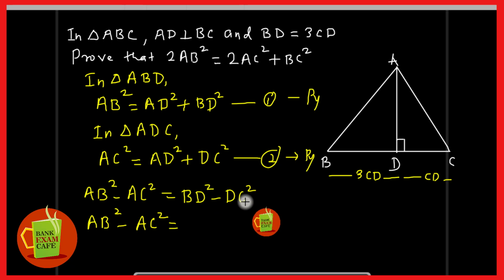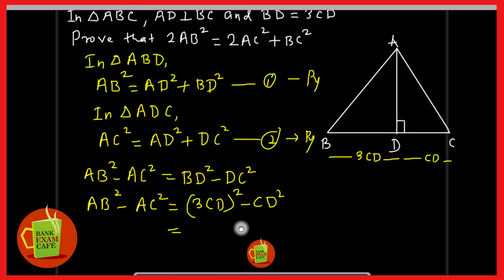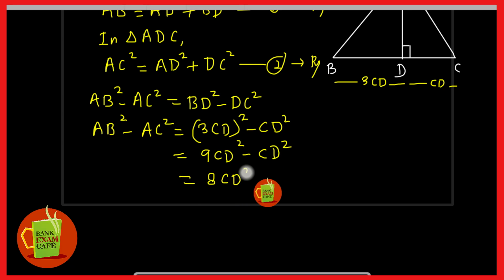So this DC square, this relation is given that BD is equal to thrice of CD. So in place of BD, you can write thrice of CD. So this will be (thrice of CD) square minus CD square. DC square is nothing but CD square. So that will be 3 CD square, that is 9 CD square minus CD square. So 9 CD square minus CD square, that will be 8 CD square.